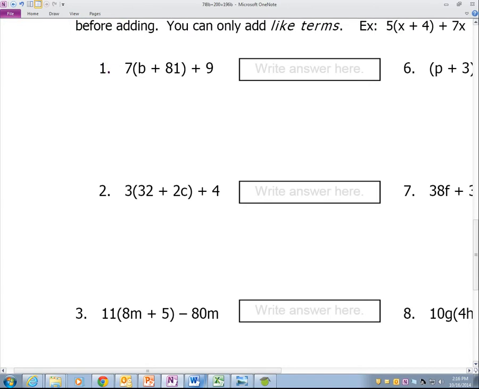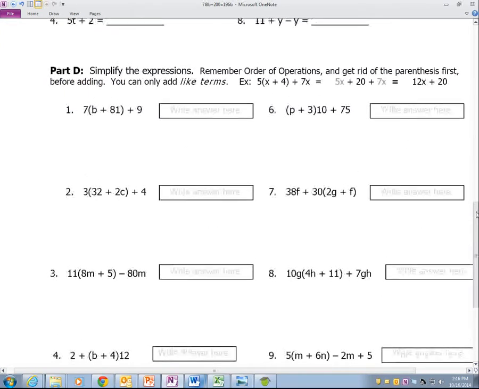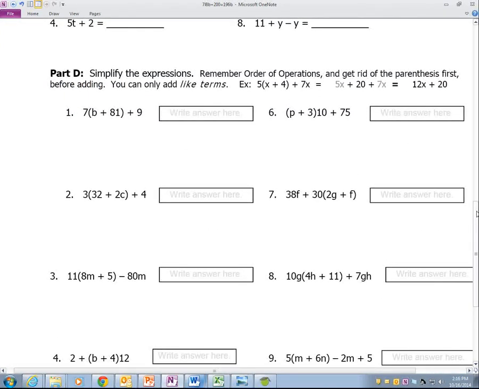we'll back up a little bit more. Part D: Simplify the expressions. Remember the order of operations and get rid of the parentheses first before adding. You can only add like terms. Those are the 2 things: one, remember the order of operations and get rid of the parentheses first before adding; two, only add like terms. If you remember those 2 things, you're going to be good with the test.